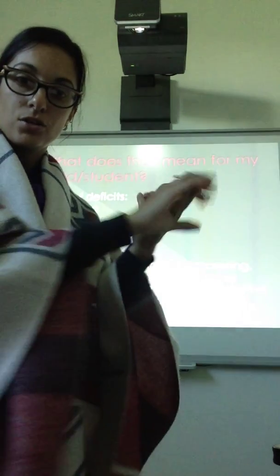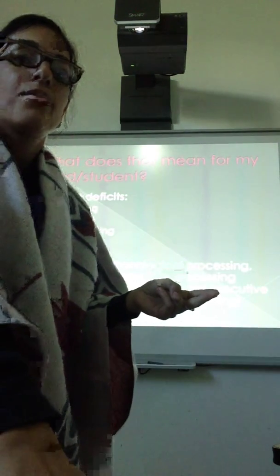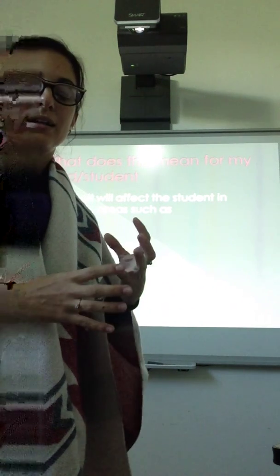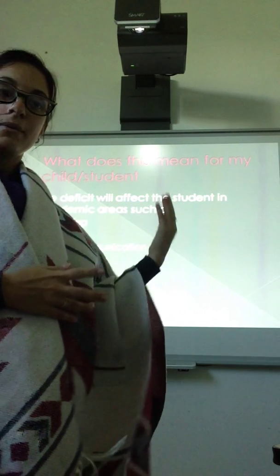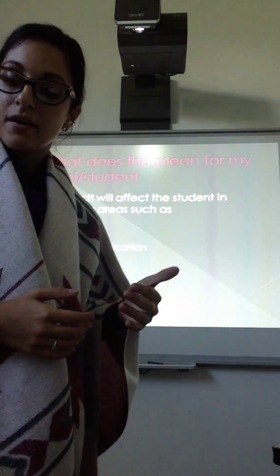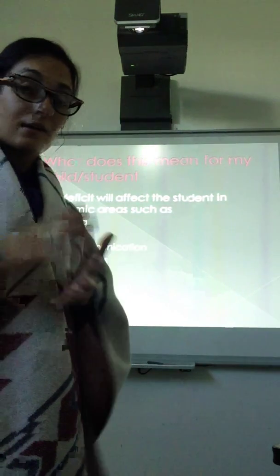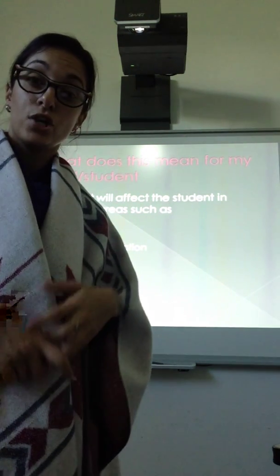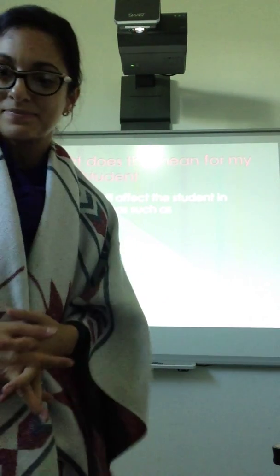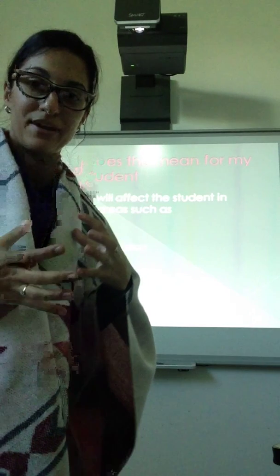So again, if we remember, you need average to above average intellect, you need a processing deficit. And the third component is it has to directly affect your academics in order to get a learning disability. So academics: reading, writing, oral communication, math. Reading can be broken down into decoding. It can be broken down into comprehension. So maybe the student's able to read the information fine, but they're not comprehending. And that's the main component, the main point of reading. Okay, so it's really important to comprehend what you're reading.